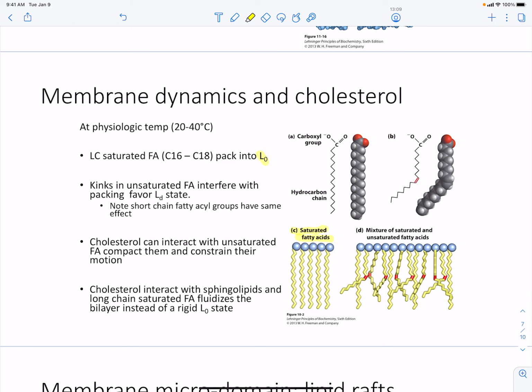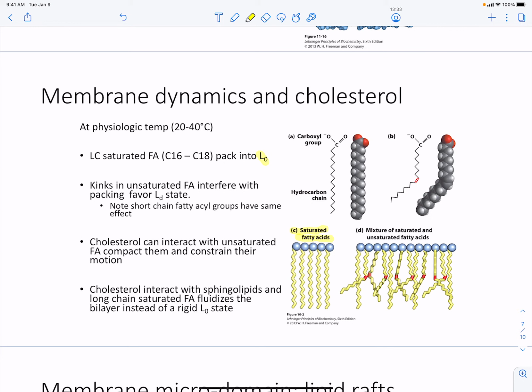And so you're going to have your normal saturated fats, which are carbon 16 to 18, pack into this ordered structure. Now, just as a side note, shorter fatty acids, if they get incorporated into your membrane, are going to be more disordered. So it really is those longer carbon 16 to 18s that pack the lipid bilayer into the structure we're usually seeing.